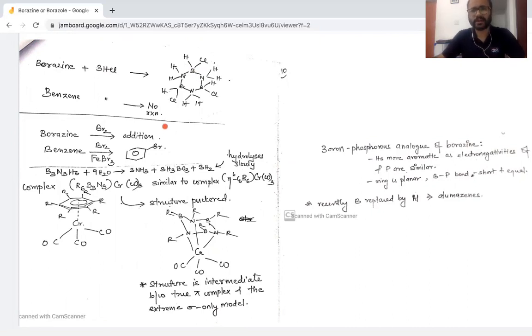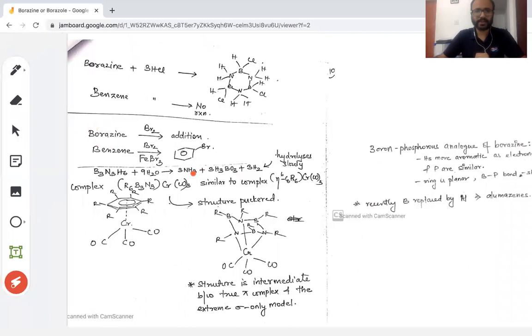One of the uses of borazine is said to be as a precursor for making boron nitride. Borazine is one of the precursors that you use for boron nitride, and to some extent you can also produce ammonia and boric acid from borazines. So that's all about borazine.